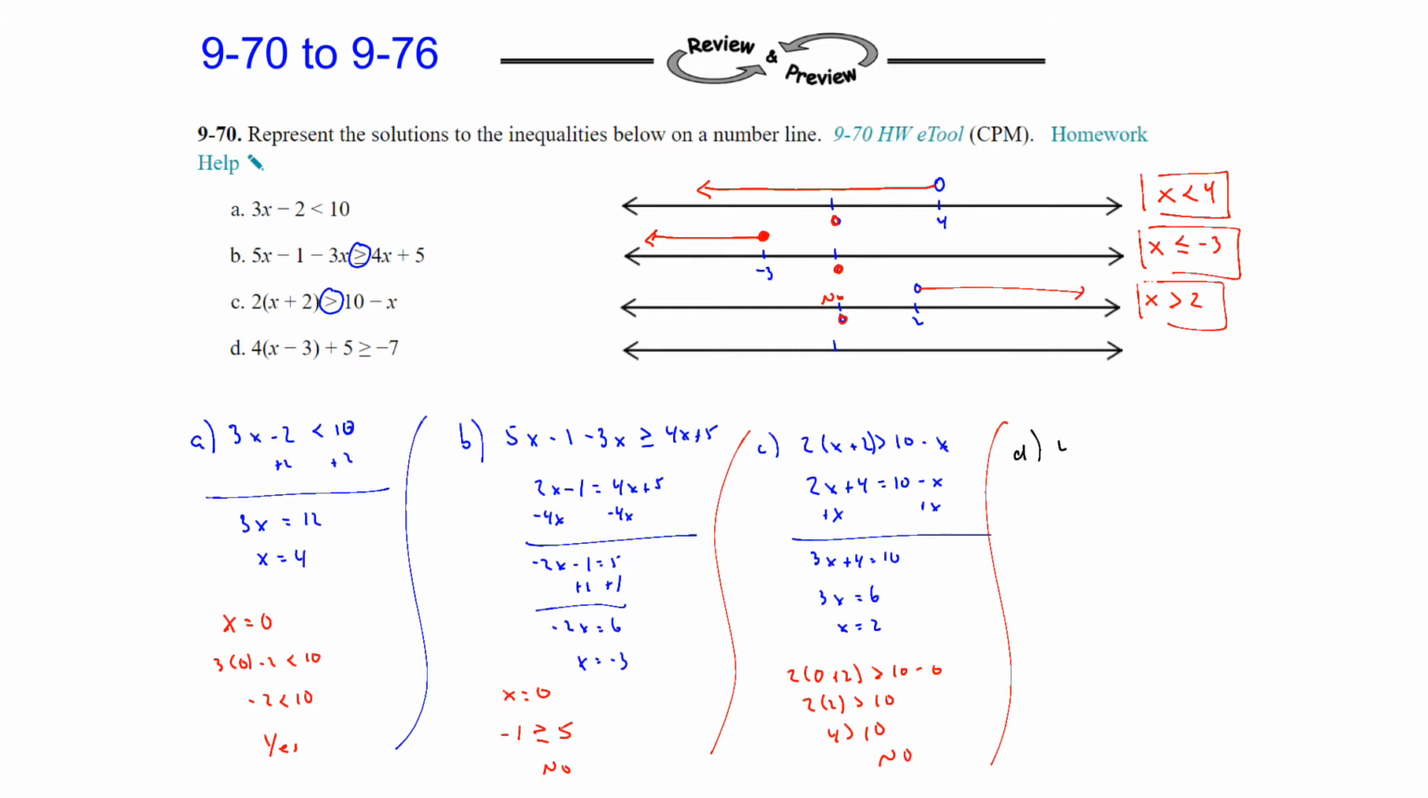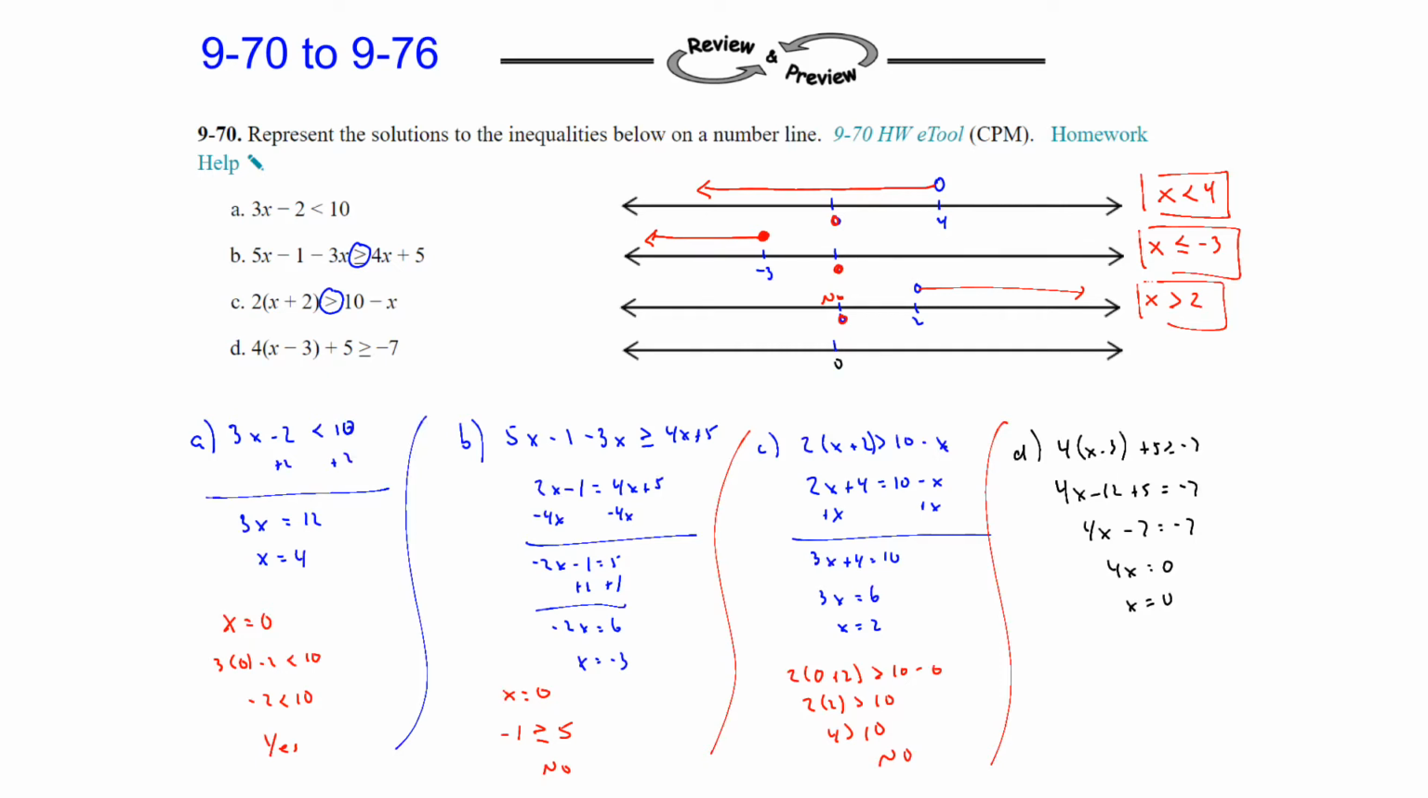D is 4 times x minus 3 plus 5 is greater than or equal to negative 7. So let's distribute. 4x minus 12 plus 5 is equal to negative 7. Once again, changing it to an equation. 4x minus 7 equals negative 7. Add 7, and we get 0 divided by 4, and we get x equals 0.